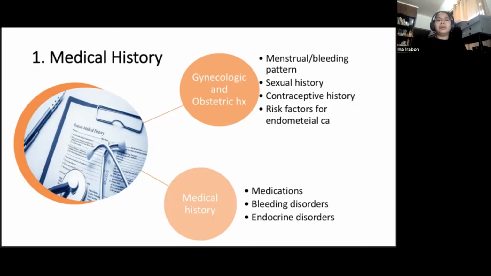For contraceptive history, as I've already mentioned, intake of contraceptives like pills or even DMPA can also cause irregular bleeding. And also inquire about her risk factors for endometrial cancer. Now, for medical history, we ask our patients if maybe she's taking any medications that can possibly cause bleeding, such as aspirin, or maybe she's injecting heparin. She may have a bleeding disorder or a family history of bleeding disorders, and any endocrine disorder that she may have been previously diagnosed with in the past.